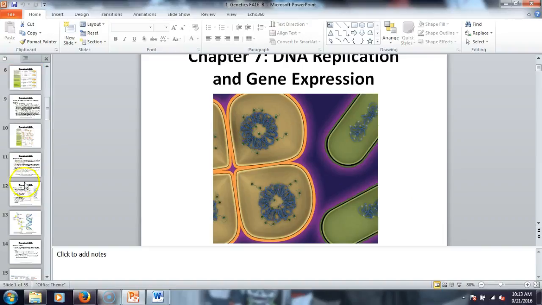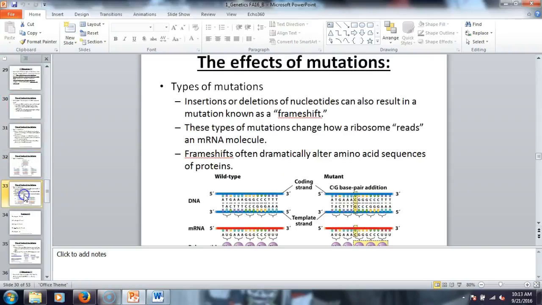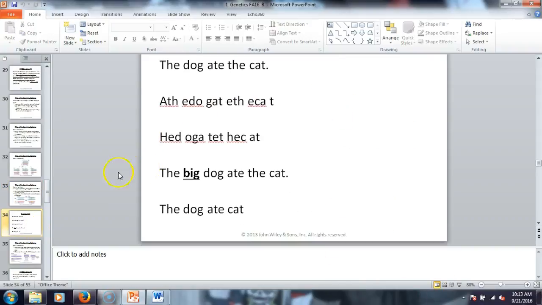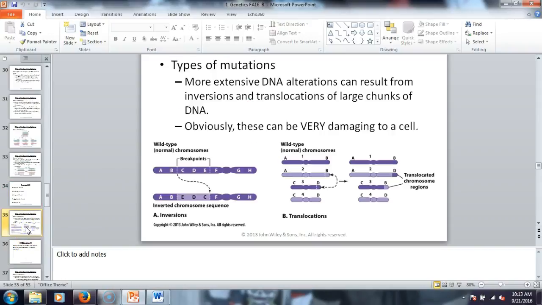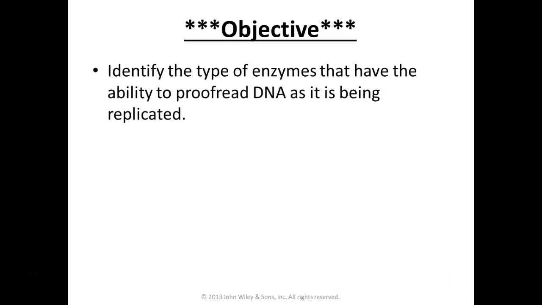So we left off last time. I know we talked about frameshift, right? I did the big dog ate the cat example. We talked about this, right? So we were just about to identify the enzymes, which we've already talked about, that proofread. Correct, Lance? I'm good? Okay. Yeah. So the type of enzymes that have the ability to proofread DNA as it's being replicated.